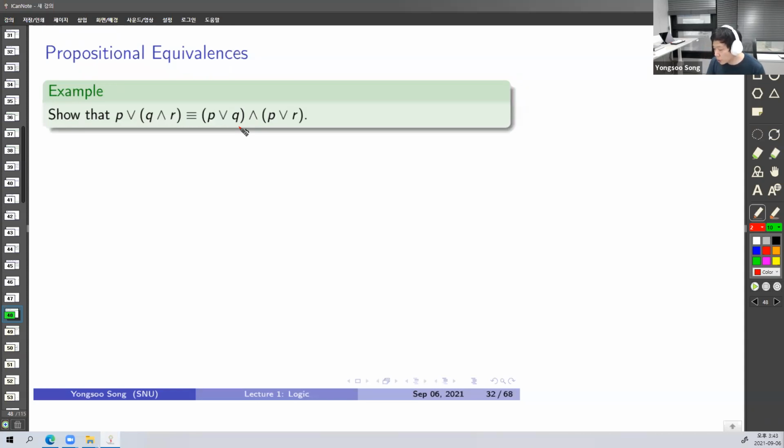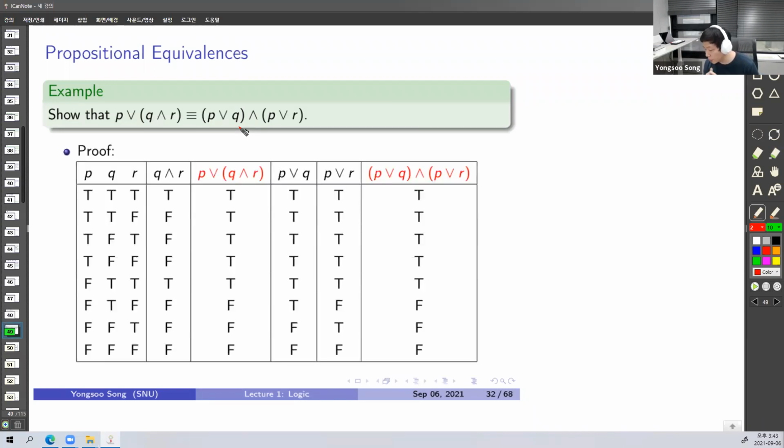So when you show propositional equivalences between different propositions, the most naive but simplest way is to simply build the truth tables of these propositions. Here you can see that there are three atomic propositions, P, Q, and R. So if you build a truth table, it would have 8 rows, all possible combinations of P, Q, and R, from TTT to FFF.